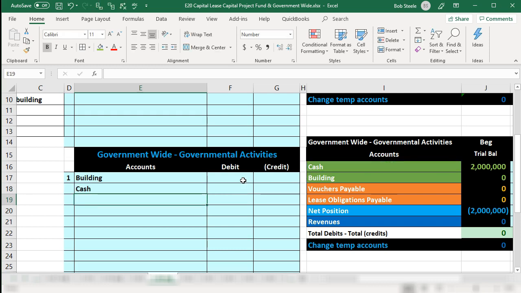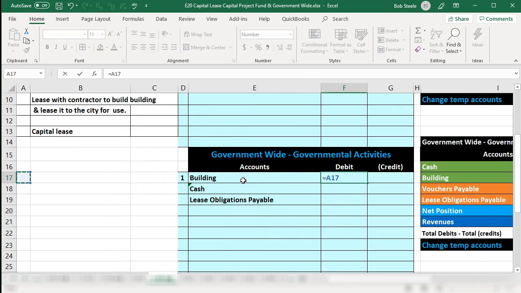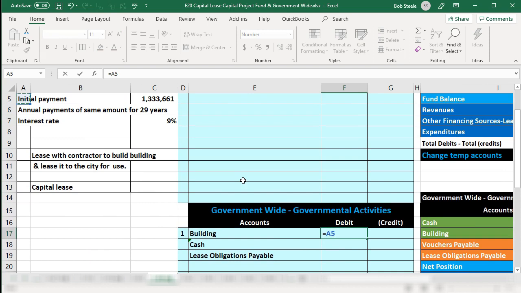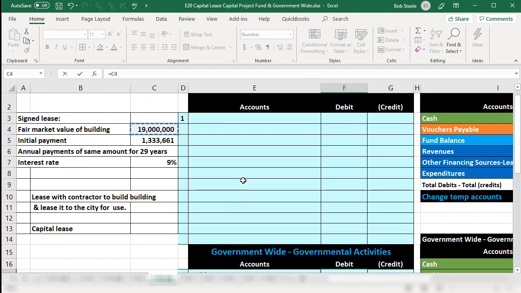And then the difference is going to go to a lease obligation, a liability, similar to if we had purchased and financed the building. So the difference is going to go to the lease obligation. We're going to put the building on the books for the fair market value of it. So we're going to say the building's going to go on the books for the fair market value. So we'll scroll back up top and say that's going to be for the 19.